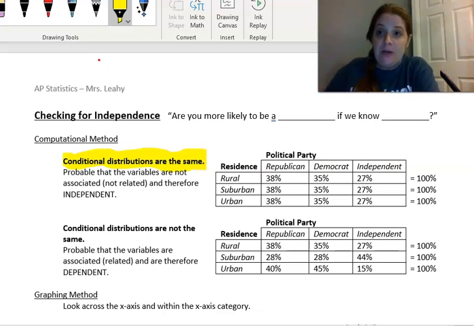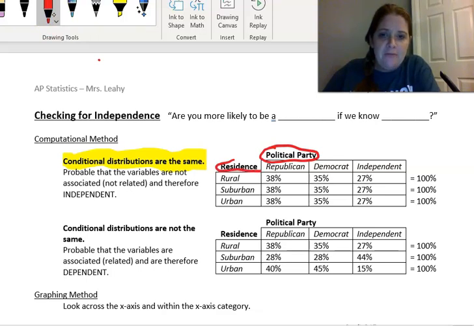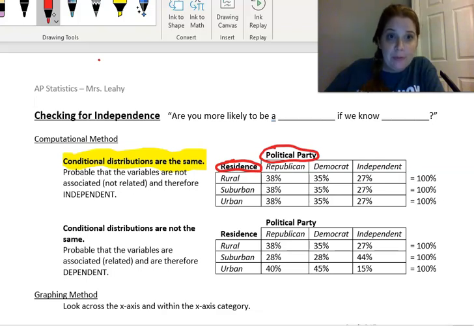I have two variables here. I have a variable of political party, and I have a variable of area of residence. So political party and area of residence. And for political party, you could answer Republican, Democrat, or Independent. And for residence, you could live in a rural, suburban, or urban community. And we did a little survey and recorded the data in this contingency table.